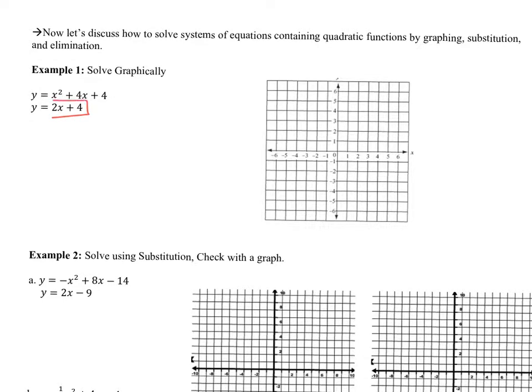My second equation here is a linear function, so I'm just going to go ahead and graph that. So I'm going to graph 4, and then go up 2 over 1, down 2 over 1, and graph. When I'm doing systems of equations, I'm going to graph all the points possible, and then I'm going to connect my dots.